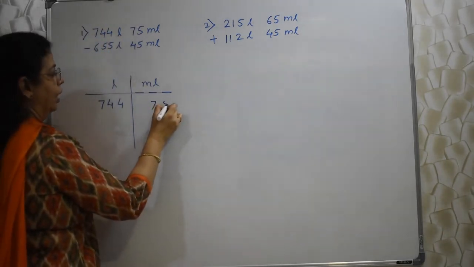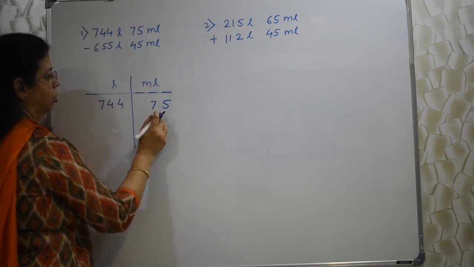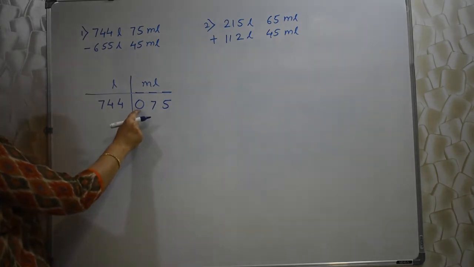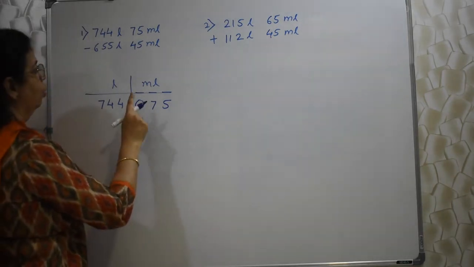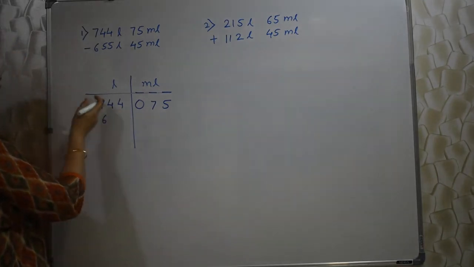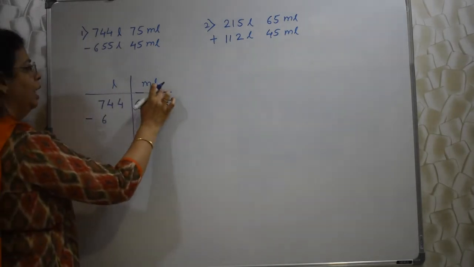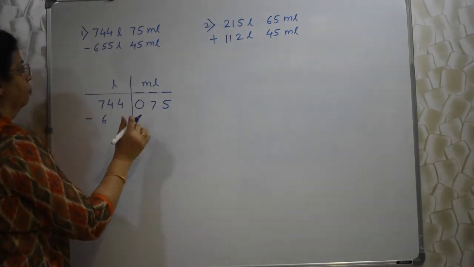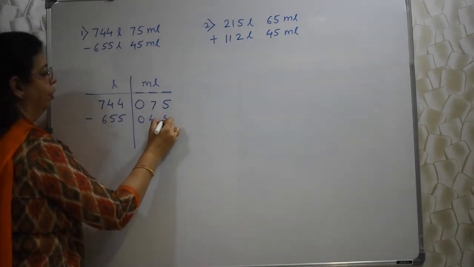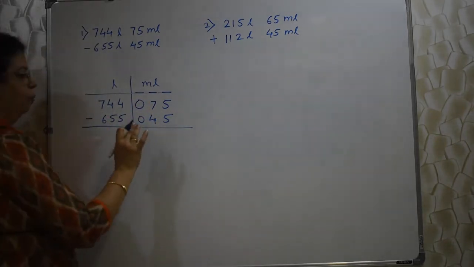So I can write like this. Obviously I have to start from the rightmost. So 7, 5 and here nothing, so 0. This 0 will decide whether you get marks or not. So minus 655, see, 744, here I can have 7,44,000 also. Here in the liters there is no problem, but milliliters must have 3 places. So 655, 045. If I write 45, gone. Now the intellectual part is over.